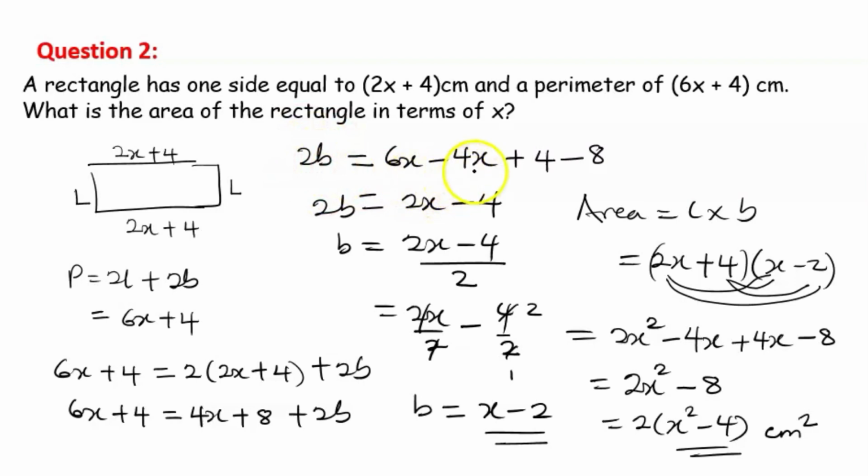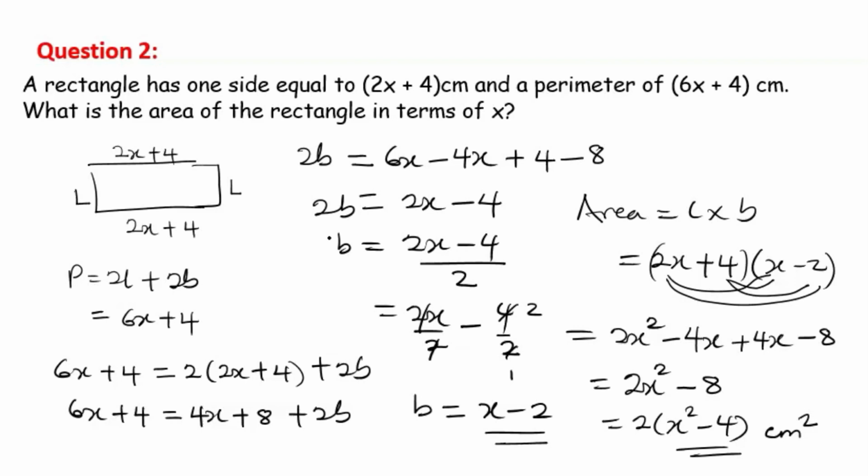Then we have 6x minus 4x. Then I collected the like terms. And of course, 4 minus 8. Then we have 2x minus 4. To get b, divide both sides by 2. All right. And that gave us x minus 2 as our b.